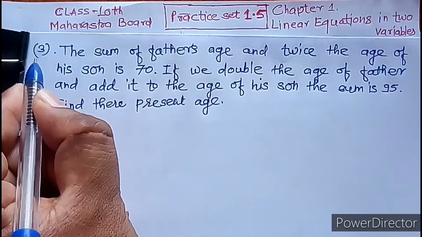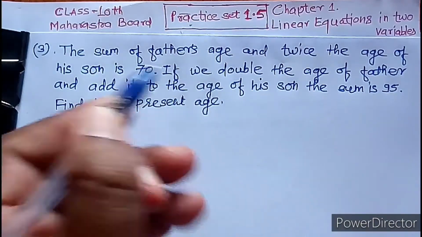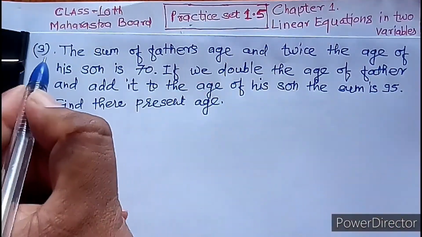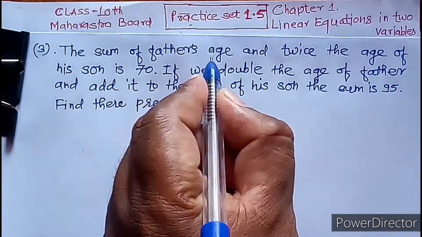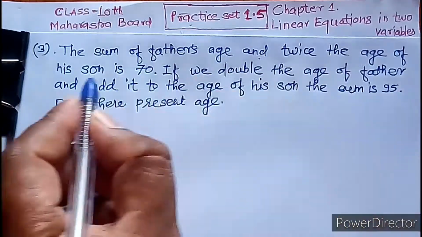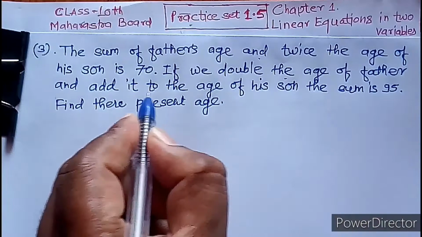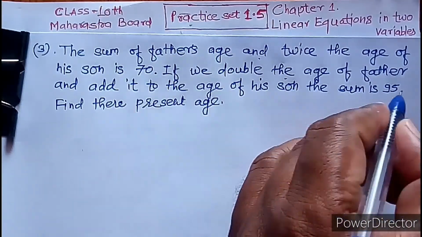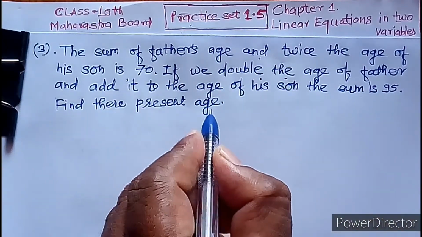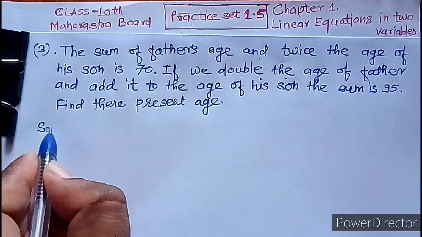Now third question of practice set 1.5. Let us read the problem. The sum of father's age and twice the age of his son is 70. If we double the age of father and add it to the age of his son, the sum is 95. Find their present age. Write down the solution part.